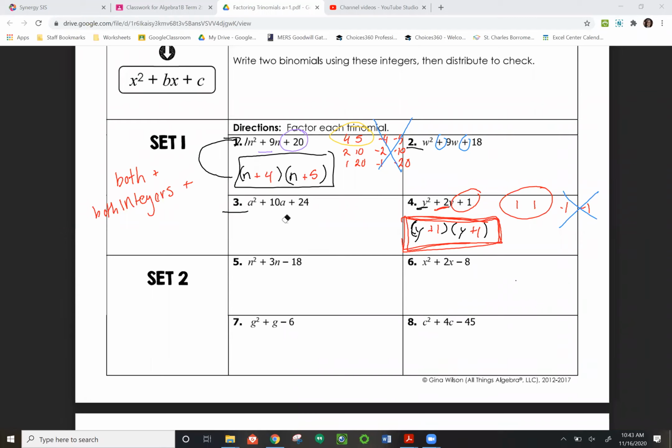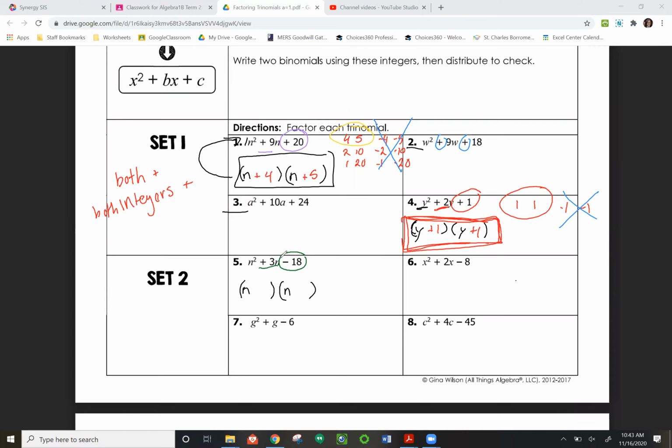Okay, so we're going to factor these. I got a trinomial, and since the leading coefficient is 1, I get to do the shortcut method. They're both going to start with an n. I need to figure out what my other two numbers are. I know that my two integers need to multiply together to give me negative 18 and add together to give me positive 3.